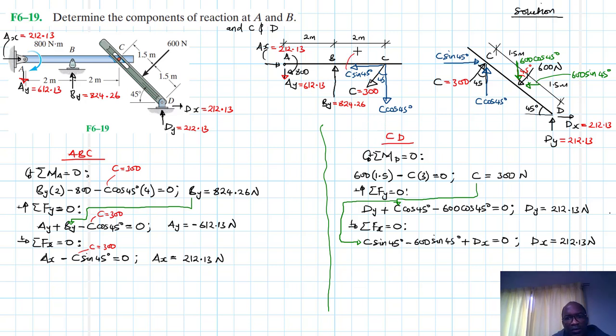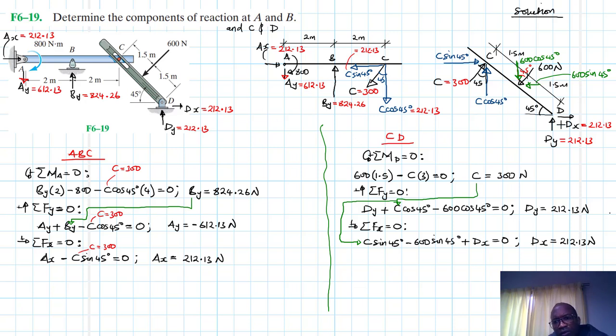Let's check whether this equilibrates. We know that this will give us equal to CY, 212.13. This one is also equal to 212.13. So 612.13 plus 212.13 gives 824.26. Okay, great. In the y they equilibrate. In the x they also equilibrate, and I'm sure also the moments.